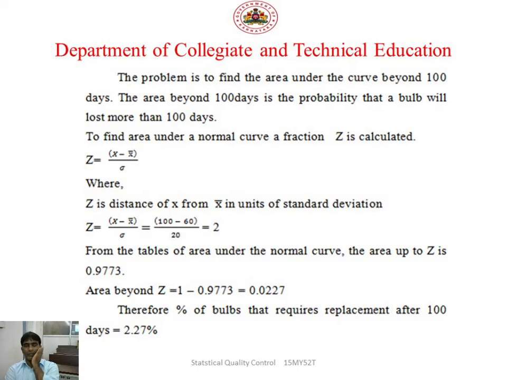Therefore, the percentage of bulbs that require replacement after 100 days is obtained by multiplying that area by 100. So you get 2.27%. So only 2.27% require replacement after 100 days. That is the solution of the problem. Hope you have got the problem. Now solve it, take your time and solve the problem.